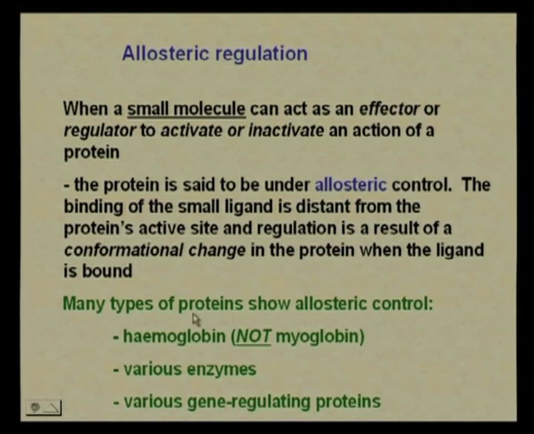There are many types of proteins that show allosteric control, for example, hemoglobin, not myoglobin. Myoglobin is a single chain protein that also binds oxygen, but it does not show any allosteric control, primarily because it is not multi-subunit, it just has a single polypeptide chain. There are other various enzymes that show allosteric control, and there are other gene regulating proteins that also can show allosteric control.